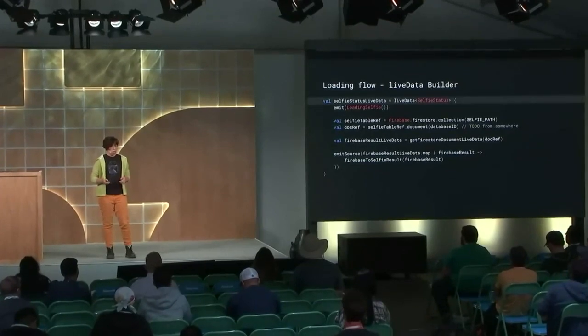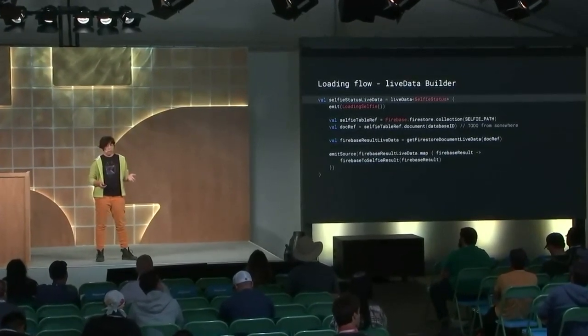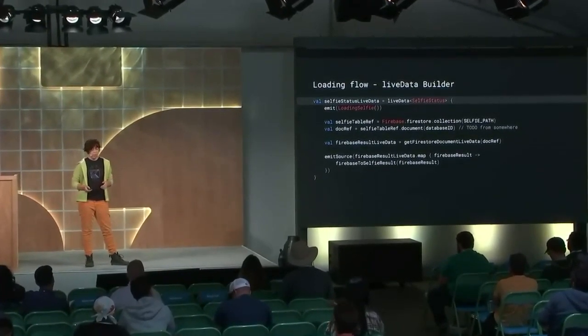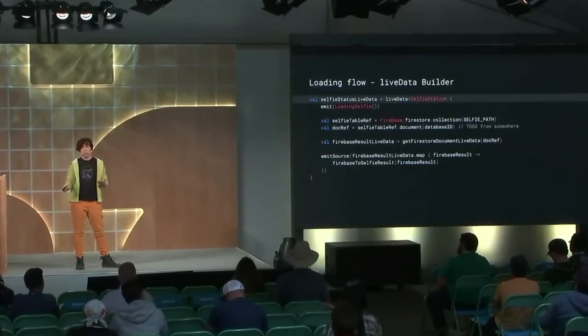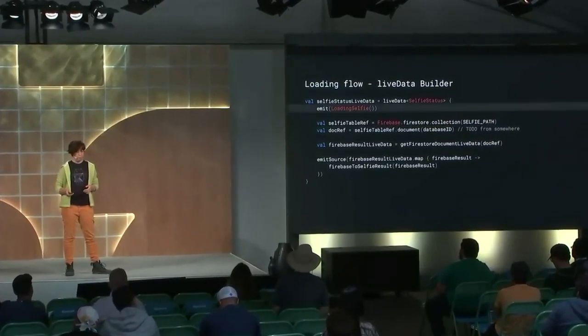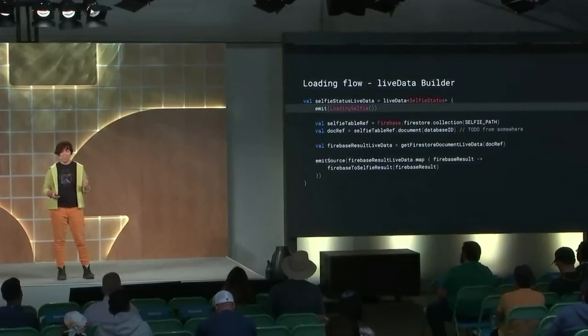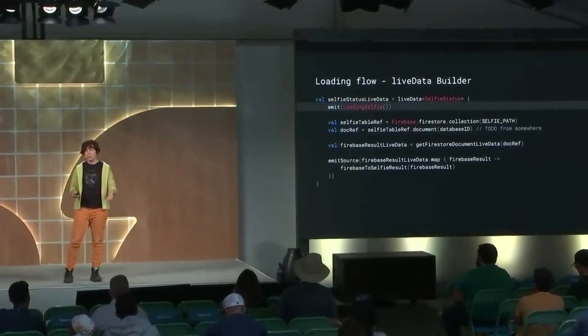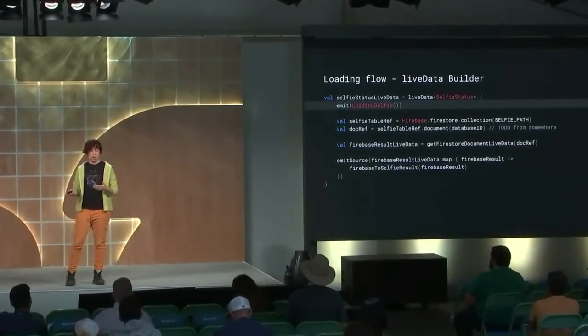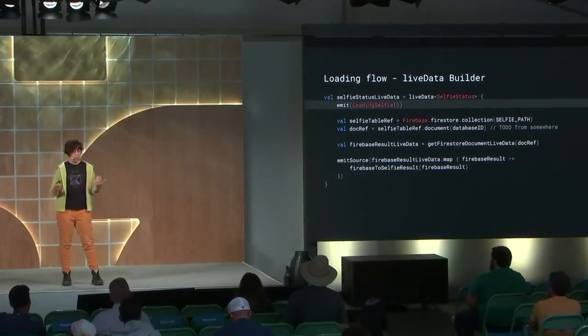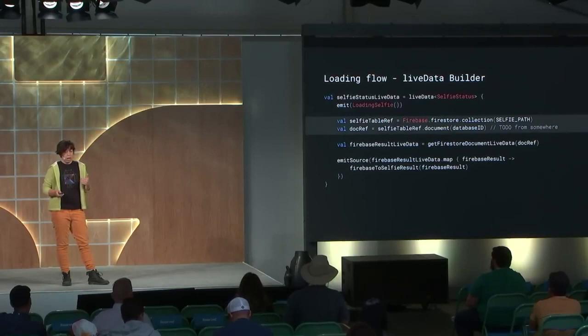So again, I'm using the live data builder class to create a live data. This is the selfie status live data that's going to be exposed to the UI. The first thing that I want to do is emit a loading state. Emit is saying, here's the data that actually goes out on my selfie status live data. So the first thing I'm in is a loading state. Then I want to specify which document I'm interested in listening to.